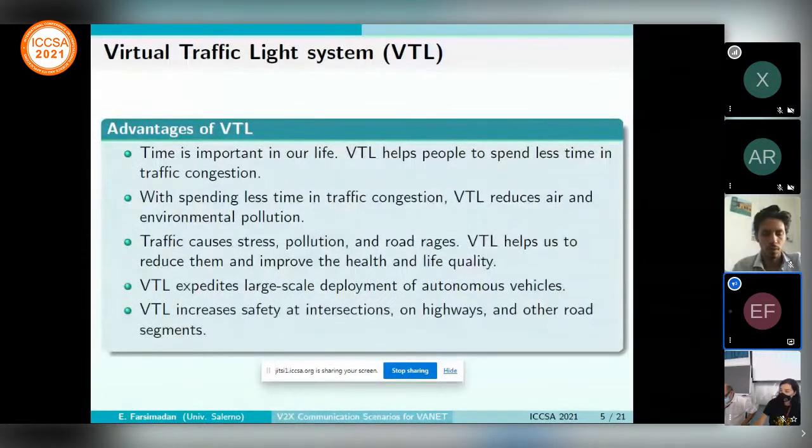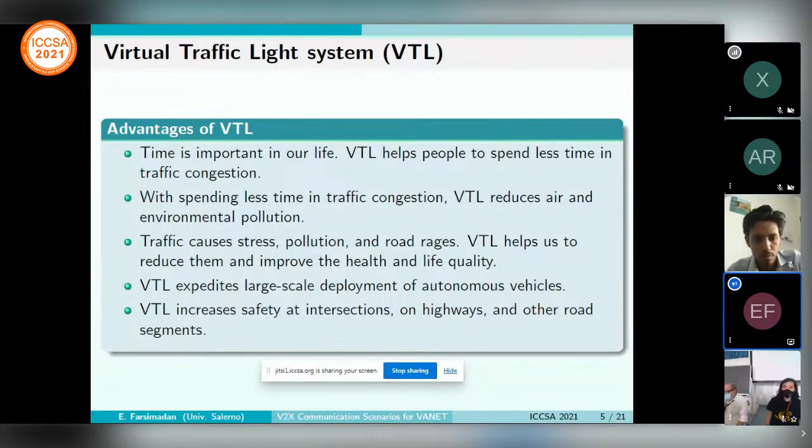There are a lot of advantages of VTL. For the first one, VTL helps people spend less time in traffic congestion, because time is so important in our life. Another advantage of VTL is reducing air and environmental pollution by spending less time, for example, at intersections, on the road, and in general in congestions.